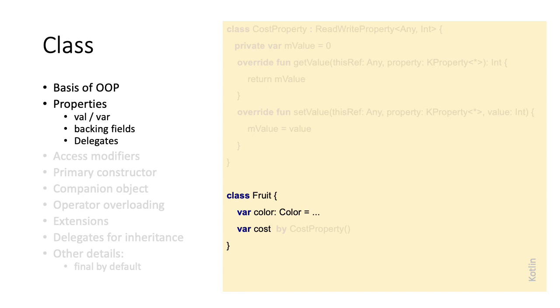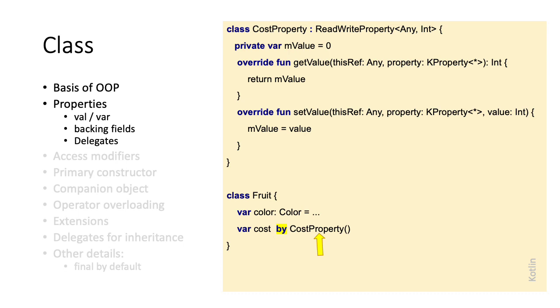Since properties are not member variables themselves, their getters and setters can be delegated to other implementations. Here is an example for cost. It is delegated to the cost property. Let's see what it means. Notice the by keyword for delegation. All getters and setters to cost are delegated to the getValue and setValue of the cost property class implementation.